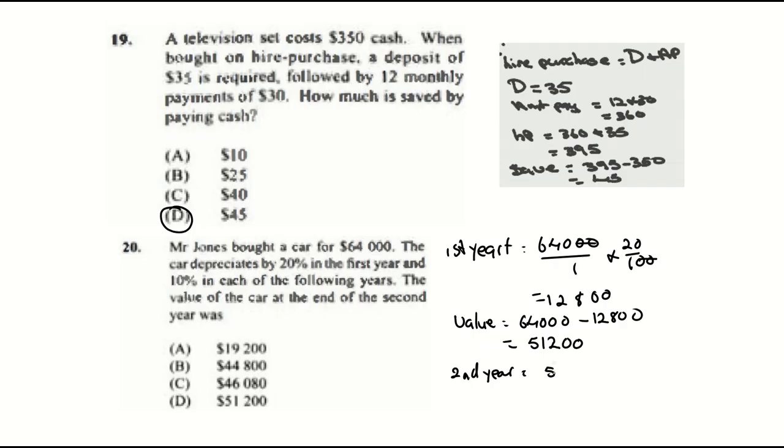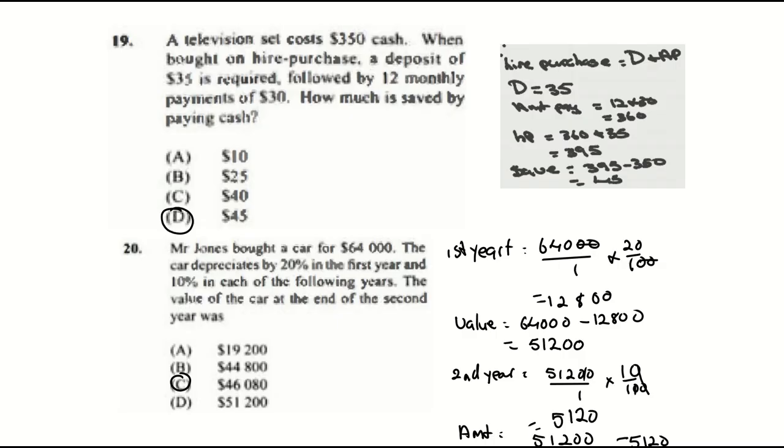Right? Then for the second year, it would be 51,200 over 1 multiplied by it depreciating by 10%. Cross that out, cross that out, cross that out. We see that the value it would depreciate by is 5,120. So the car is now worth 51,200 minus 5,120, which would have given you C. Right, and that is how you would do this question.